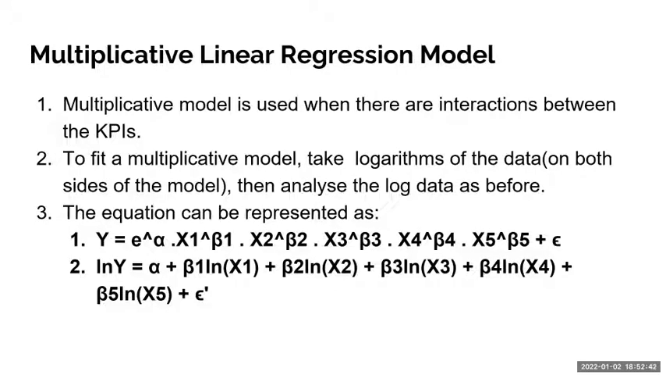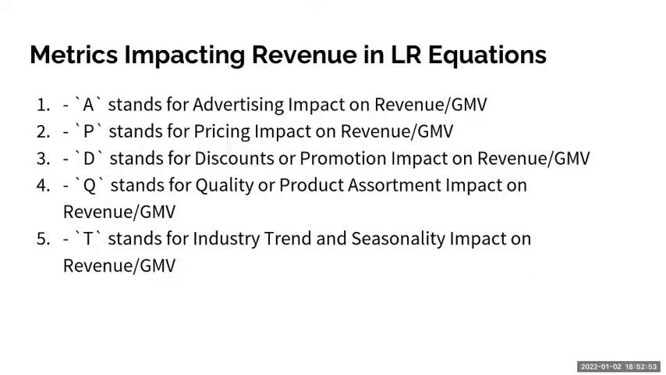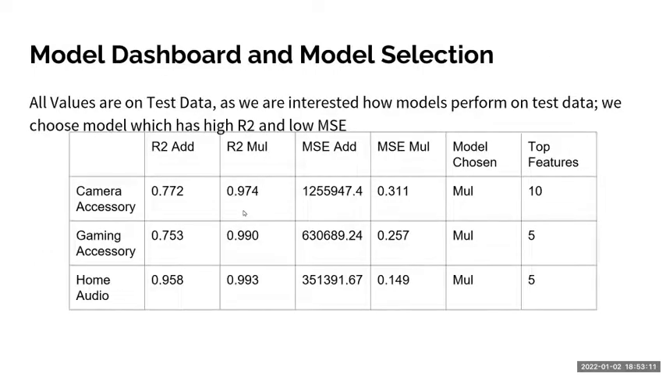It is said that the multiplicative model captures interaction effects and current effects much better than the linear additive model. So let's see whether this premise holds true going forward. These were the different features that go into the model: advertising, pricing, discounts, quality, and T for trend and seasonality. We have been discussing all this for long. Quickly, because we are running short of time, just run through. And this is kind of important.